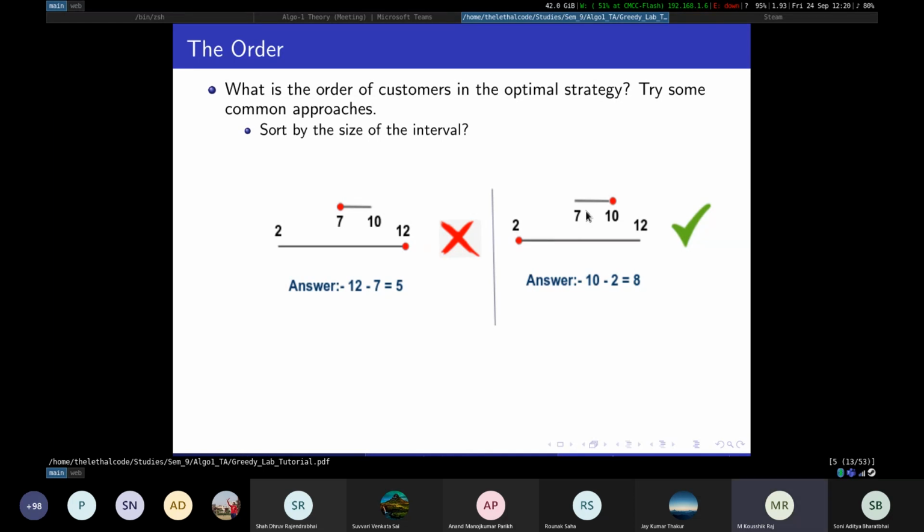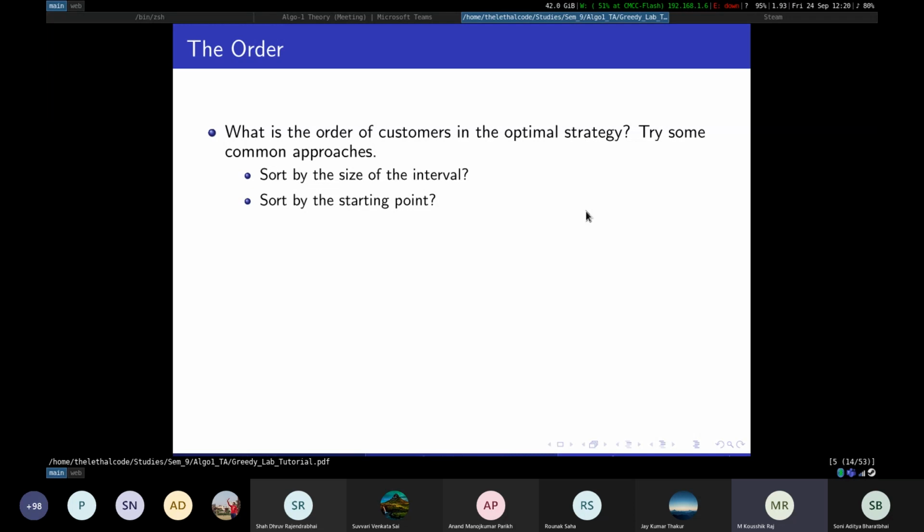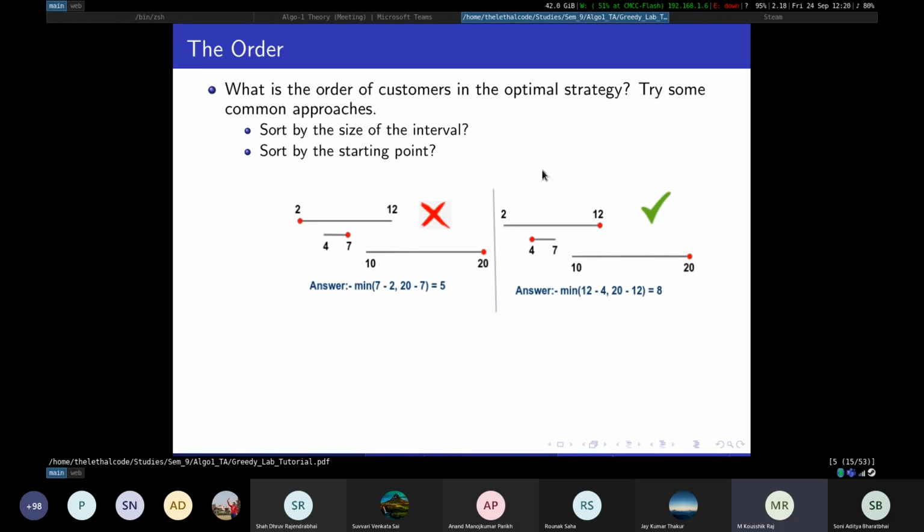What are other common approaches? Starting point. If we order the intervals by the starting point, maybe we will get the optimal solution. But this is also wrong, because take these 3 customers. If we sort by starting point, this customer will be the first to come and get their order, this one the second, and this one the third, because 2, 4, 10. If we allot timings as early as possible and as maximum as possible, this will be 2, 7, 20. The best answer you get is the minimum of 7 minus 2 and 13, which is 5.